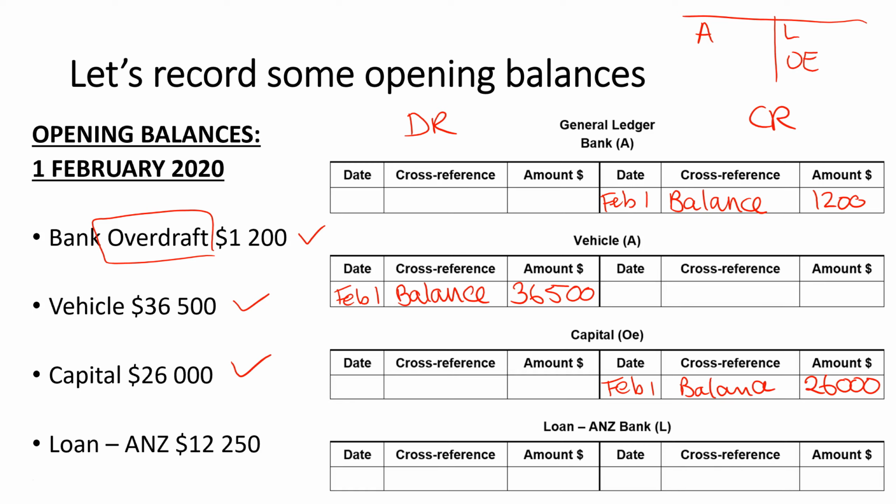A loan, if we look up in our top part, has a credit balance, Feb 1, balance, $12,250. So there we have some examples of how you can record opening balances. Now it's your turn to try and apply this in an exercise of your choice.